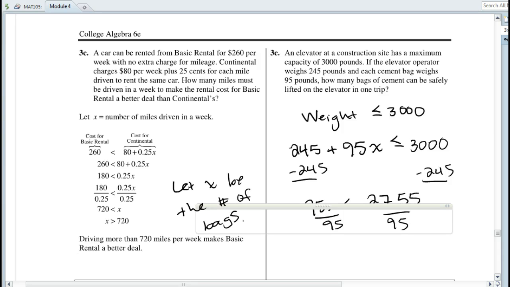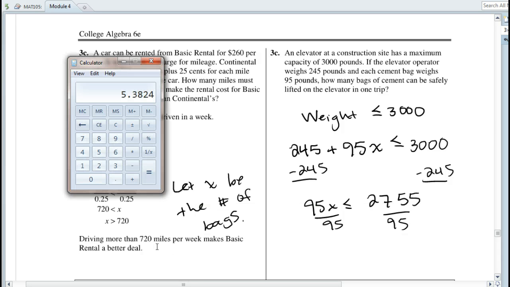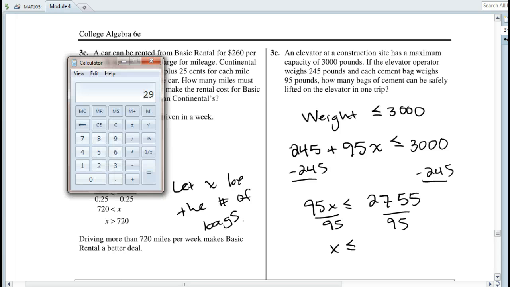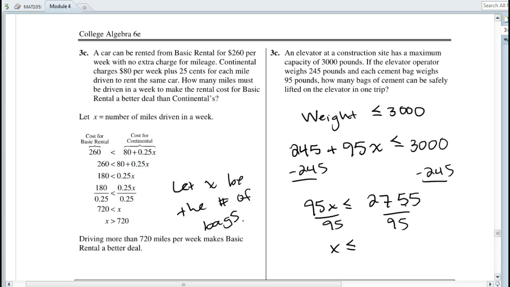Okay, so I need to use the calculator for that, I do believe. Alright, so 2755 divided by 95 gives 29. So the largest number of bags he can bring safely is, did it say 27? Yeah, 29. So 29 bags is the most he can bring. So 29 bags puts the elevator at capacity.